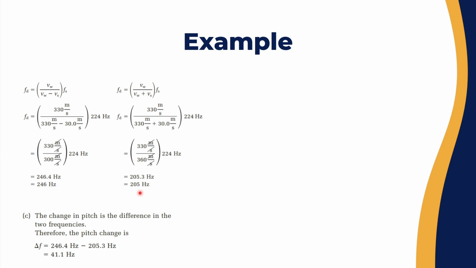Now let's find the change in frequency, or the change in pitch in this case. That would be the difference in the two frequencies. So the pitch change, delta frequency, would equal 246 Hertz minus 205 Hertz, which would give you 41 Hertz.